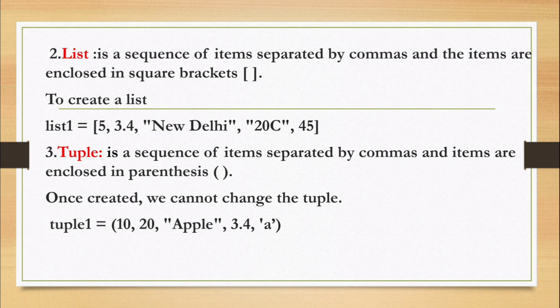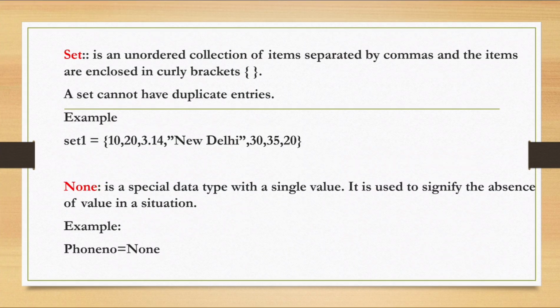And lists are mutable, that means you can change the values of the particular list. Next we have tuple. Tuple is also a sequence of elements separated by commas, enclosed with parentheses. Exactly same as list, but here it is enclosed with parentheses, and once you create the tuple you can't change the values of the tuple. So tuples are immutable.